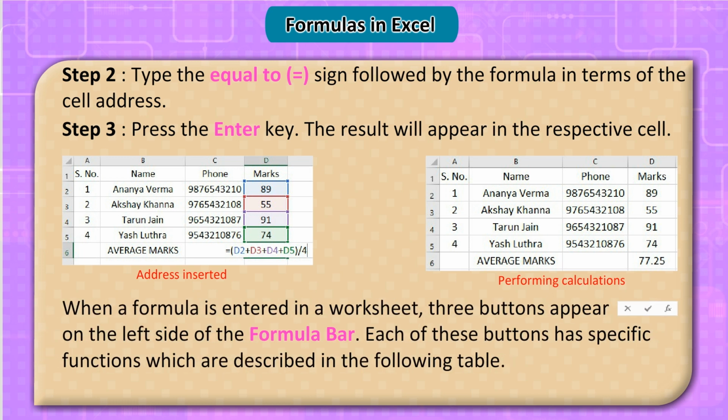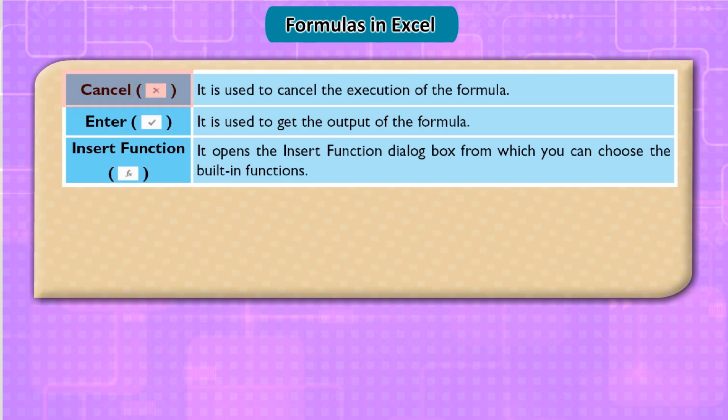When a formula is entered in a worksheet, 3 buttons appear on the left side of the formula bar. Each of these buttons has specific functions which are described in the following table. Cancel. It is used to cancel the execution of the formula. Enter. It is used to get the output of the formula. Insert function. It opens the Insert Function dialog box from which you can choose the built-in functions.